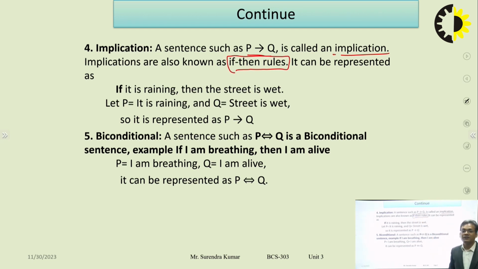कहते हैं ना कई बार if ये होगा then वो होगा, right? Same, in the same way we will take one example. If it is raining, so it is raining is a proposition, then the street is wet. So it is raining and the street is wet.